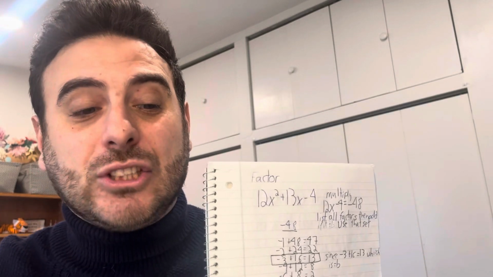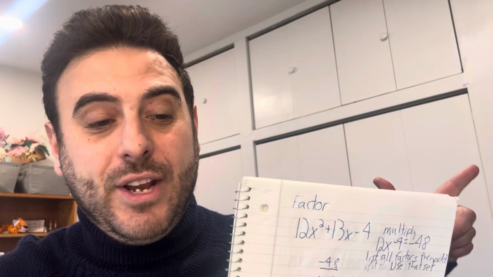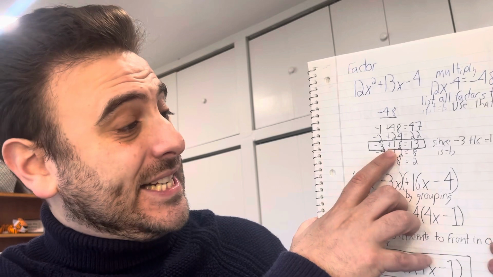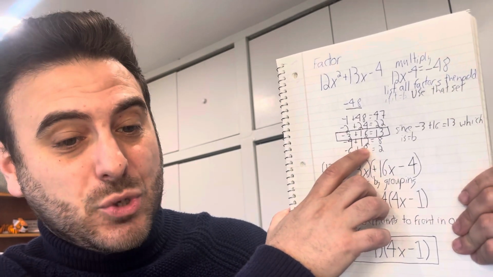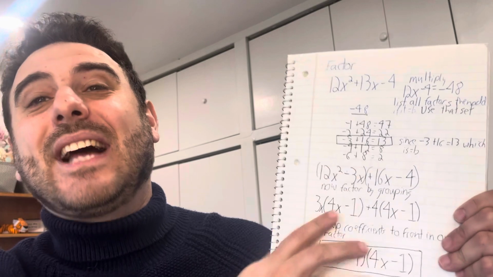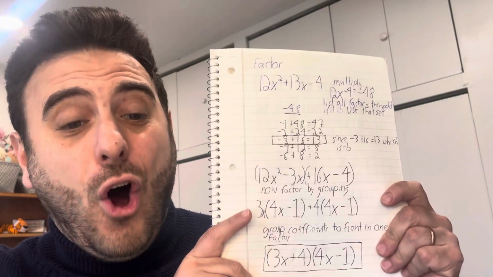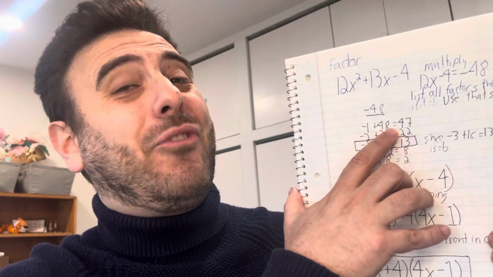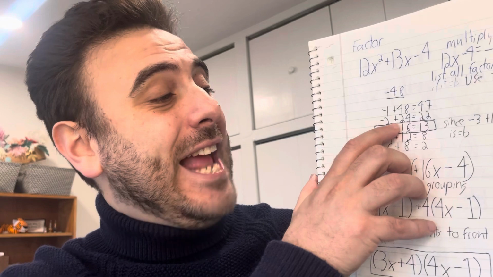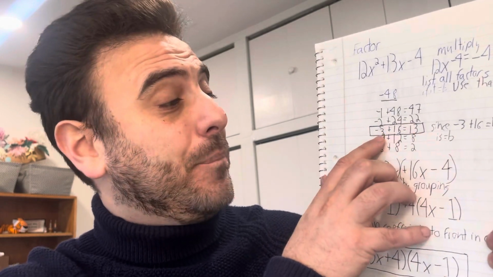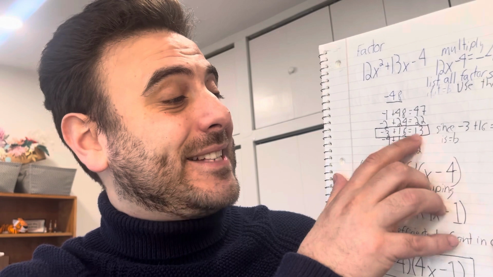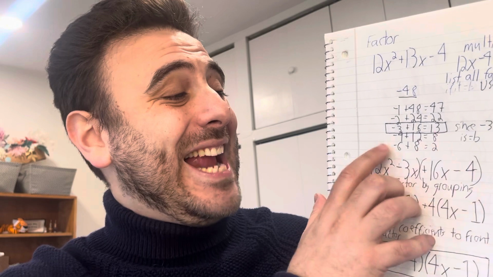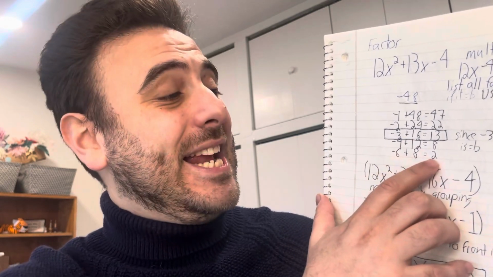All right, so the factor pairs are negative 1 times 48, negative 2 times 24, negative 3 times 16, negative 4 times 12, and negative 6 times 8. Now, let's add all of those together individually. Negative 1 plus 48 is 47. That doesn't equal 13. Negative 2 plus 24 is 22. Negative 3 plus 16 is 13. Negative 4 plus 12 is 8. And negative 6 plus 8 is 2.